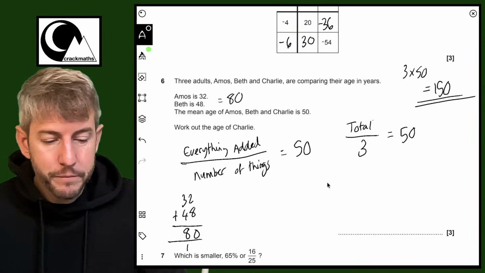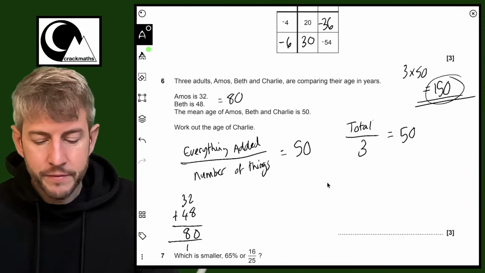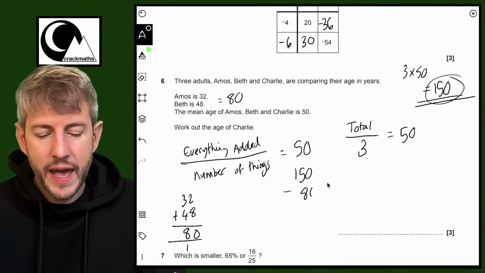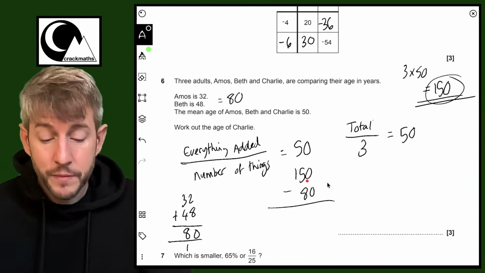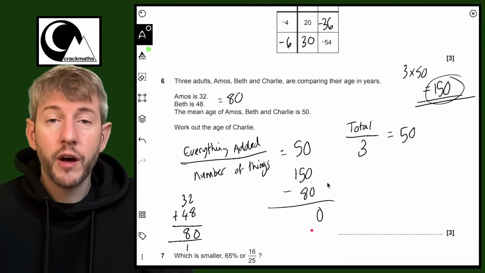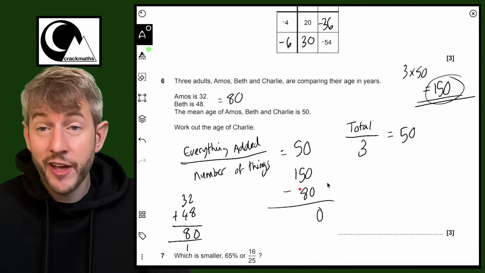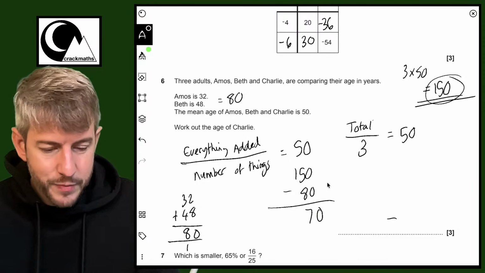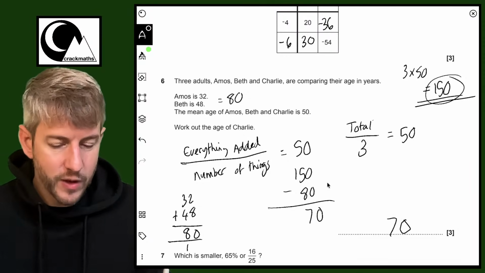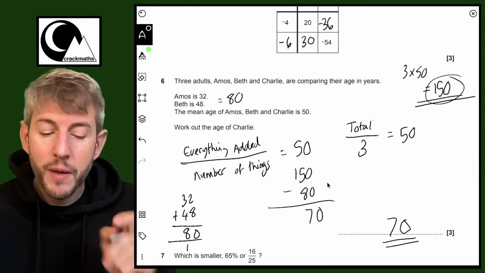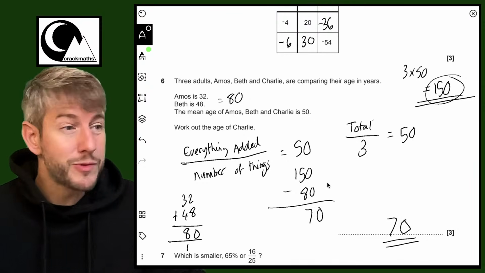All together, they equal 150. So we now just need to do 150 take away 80 and find out what that is. 0 take away 0, fine. 5 take away 8 we can't do, so let's just look at this as 15 take away 8. 15 take away 8 is 7. So Charlie has to be 70 years old. I hadn't predicted that Charlie would be so much older than Amos and Beth, but actually we should have known because the mean age was so high.